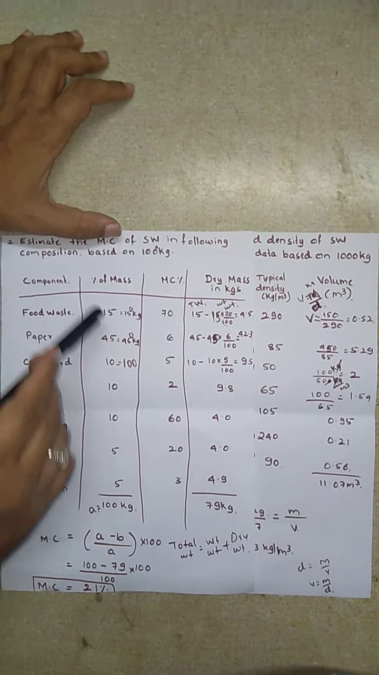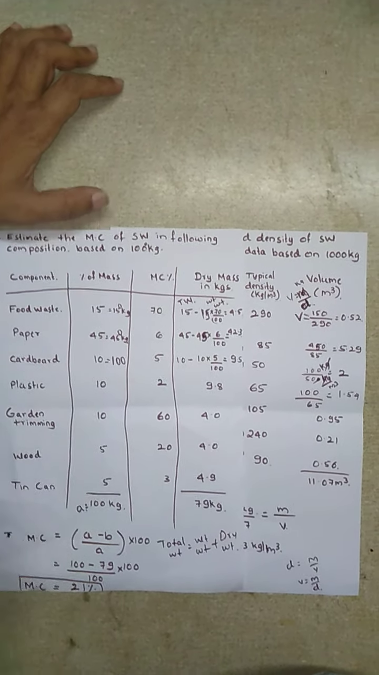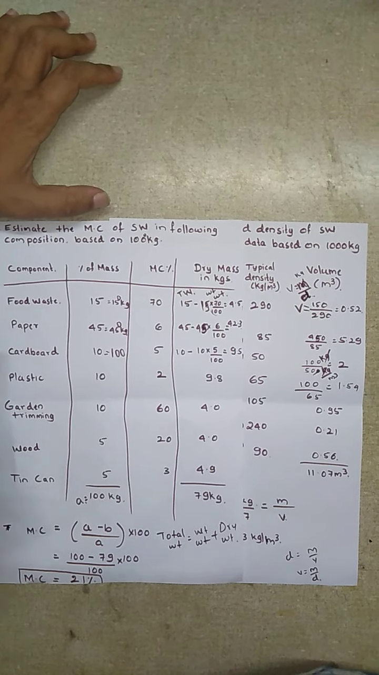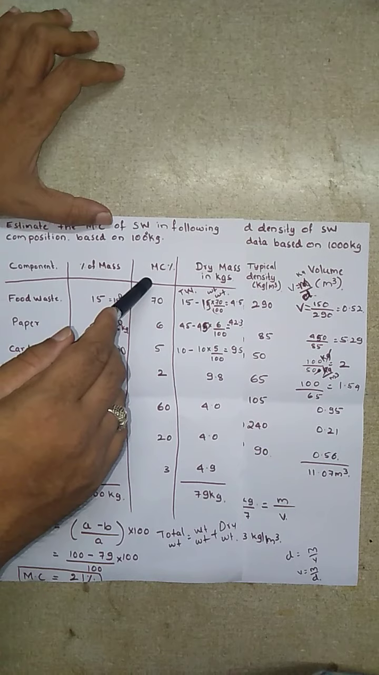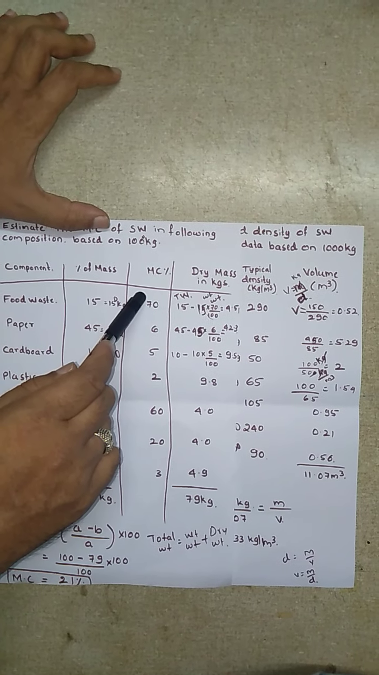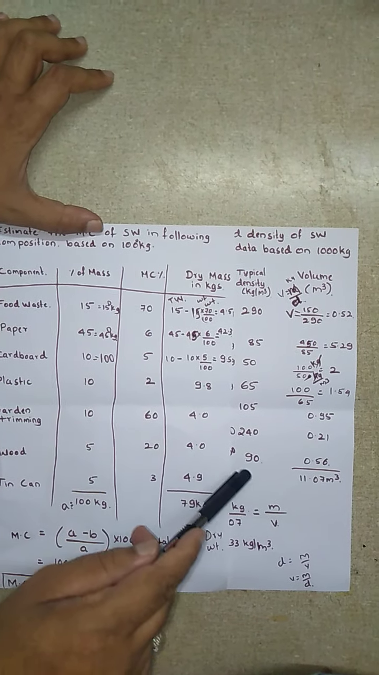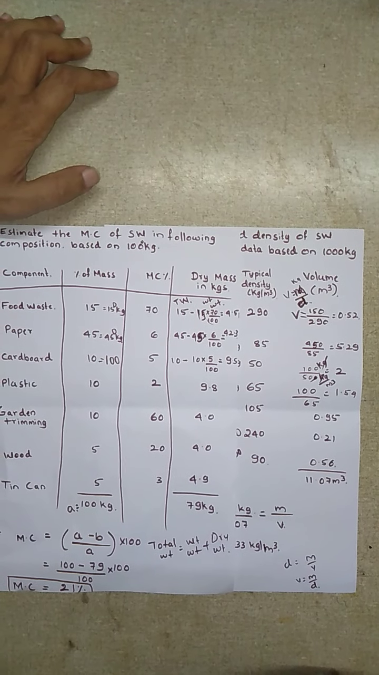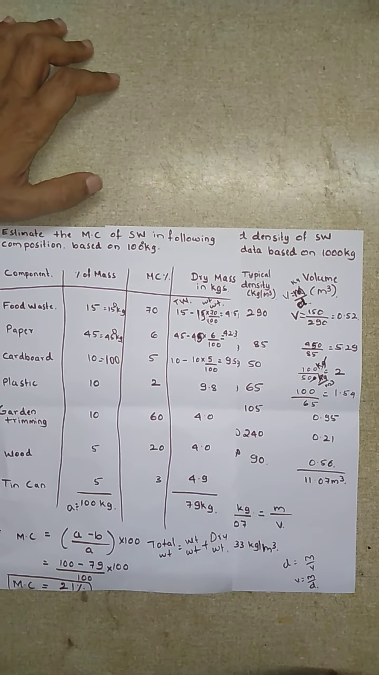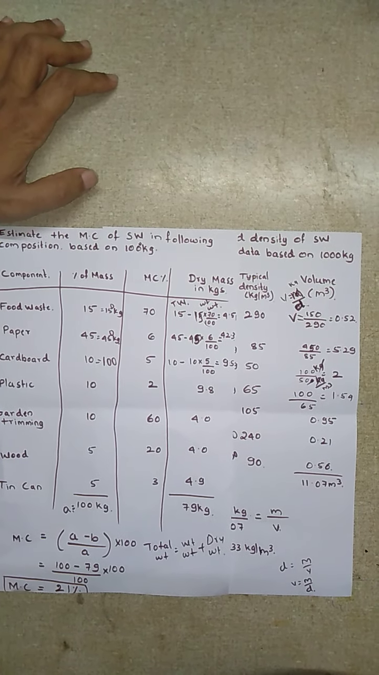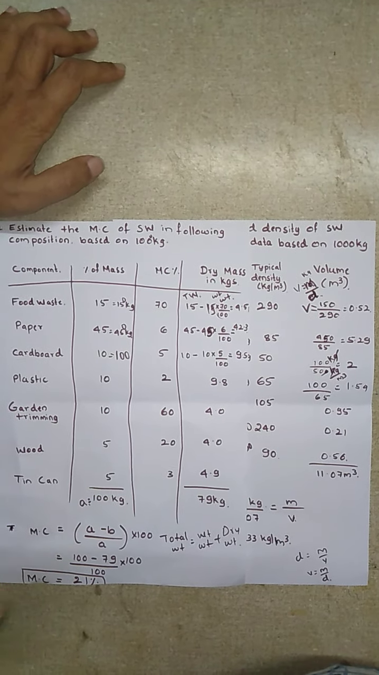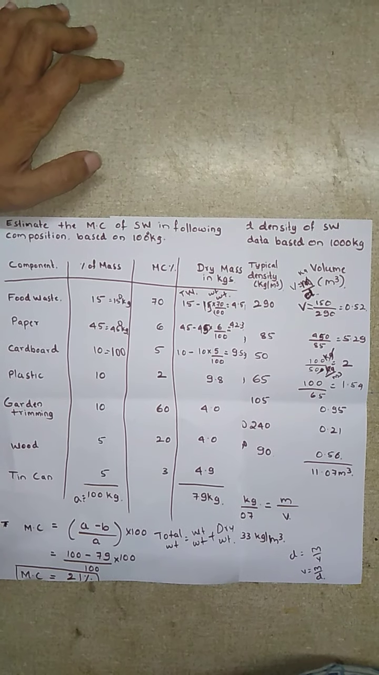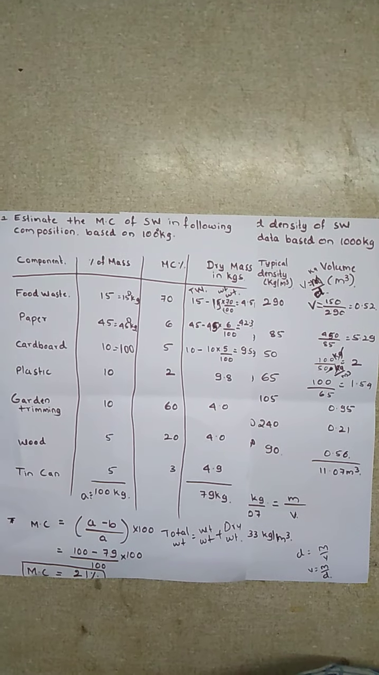Here also, both the problems will have the same kind of inputs. Components will be given to you, percentage of mass will be given to you, then moisture content and the density will be given to you. From this you need to find out the moisture content, and then you need to find out the density of the solid waste. So this they may ask you in your main exam.